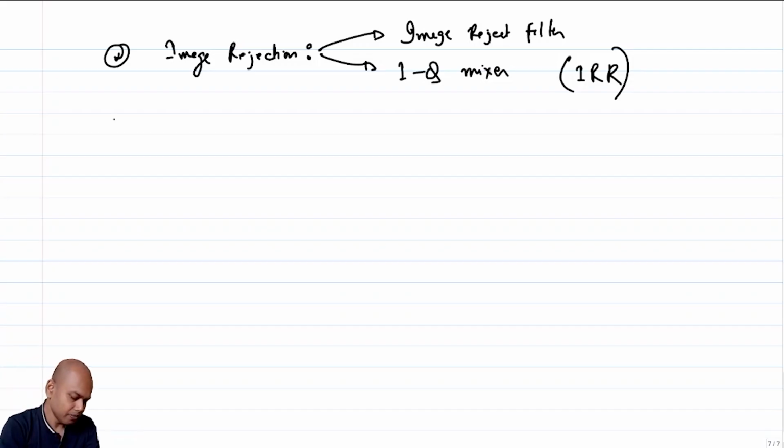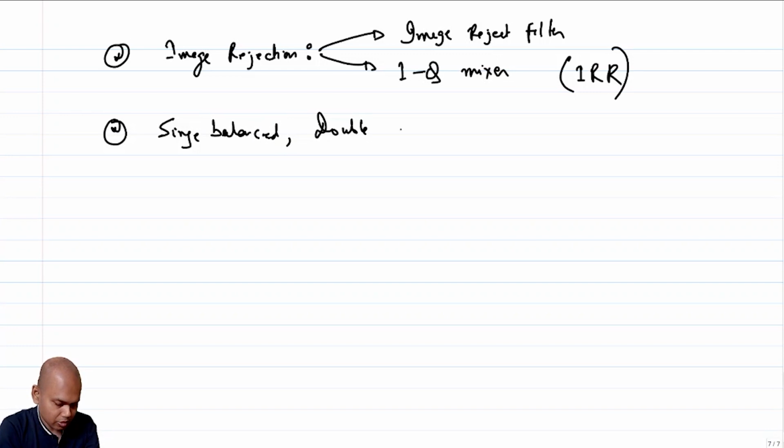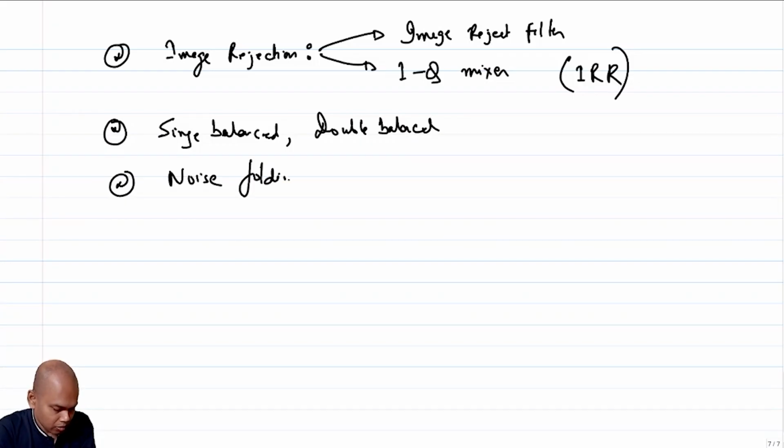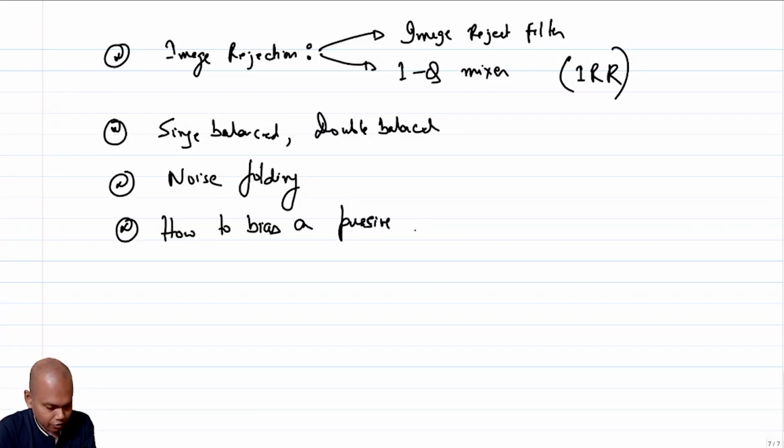So that is one. Then before image rejection, we also saw single balanced and double balanced mixers. Today we saw the effect of noise folding in mixers. We saw how to bias a passive mixer. We haven't covered active mixers in detail.